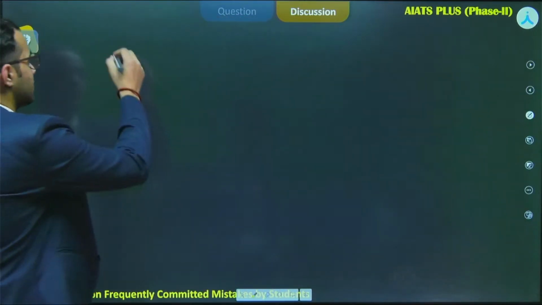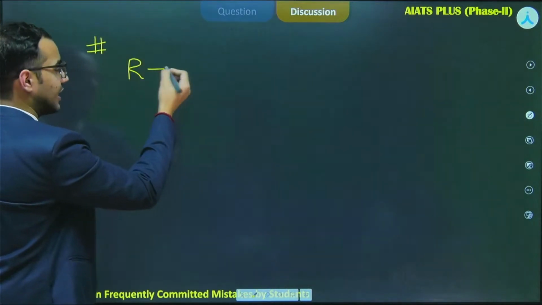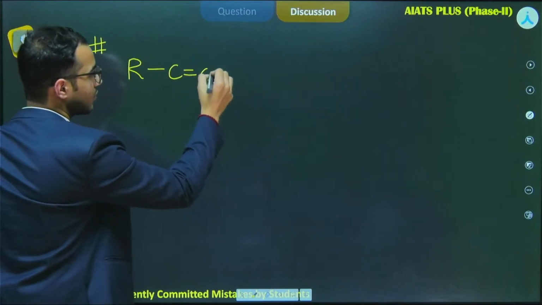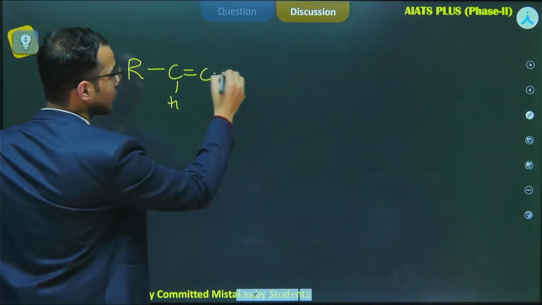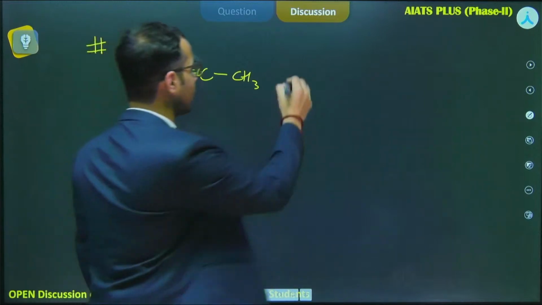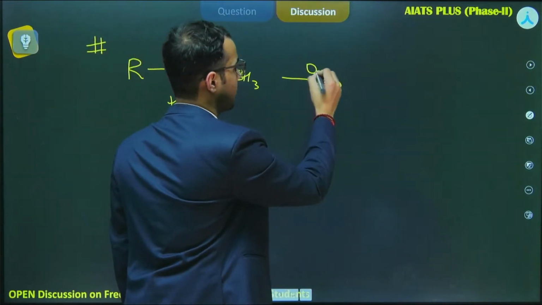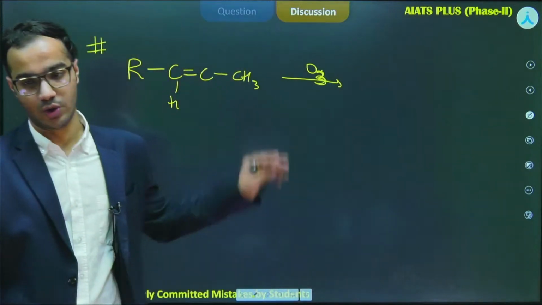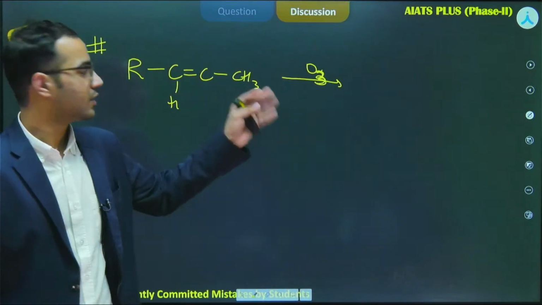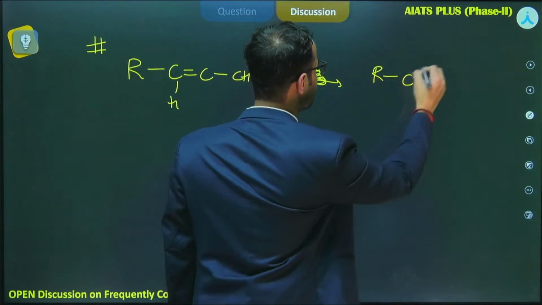Okay. First, if you are given an alkene, let us say I haven't taken this alkene, and you are reacting it with ozone. What will be the case? It leads to the formation of RCOC.